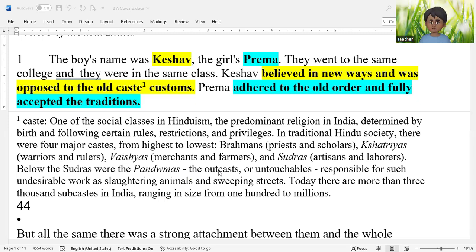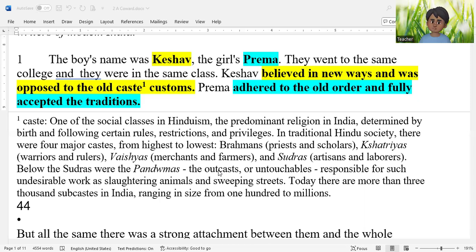Characters are an important element in a story. And as you can see in the opening paragraph, right in the very first sentence, the story introduces us to two of the major characters from the story, Keshav, the boy, and Prema, the girl. In your copy, write the heading Elements of a Story, then write the subheading Characters, and then write A and B and note Keshav and Prema.